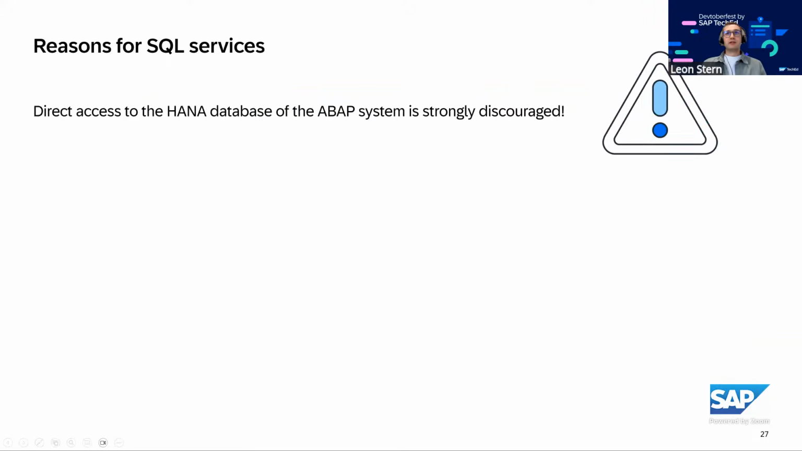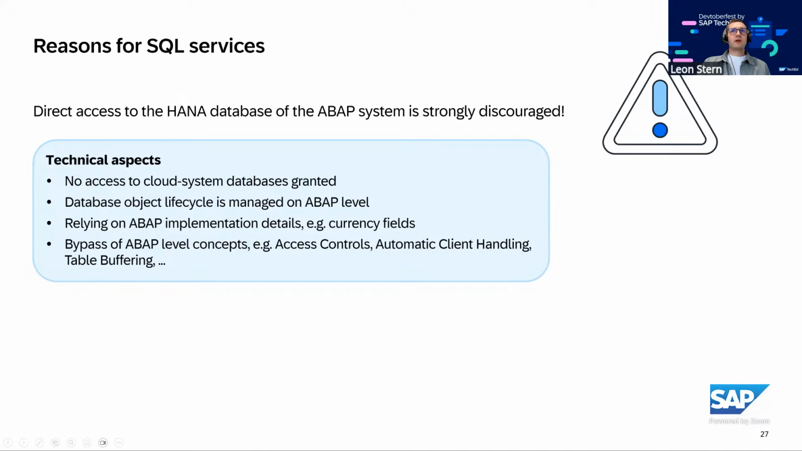But why not just access the database of the ABAP system directly? Yes, you might have heard already, direct database access is strongly discouraged, but why is that? There are both technical and architectural reasons, and I'll just mention a few here. From a technical point of view, you might not even have access to the database. Just think about SAP-managed cloud systems, for example.